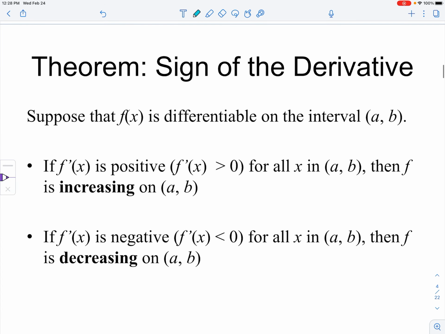Okay, so now we're going to look at what our new calculus definition is for increasing or decreasing. And that's using this theorem, which is the sign of the derivative. So this is going to be our calculus definition for increasing, decreasing.